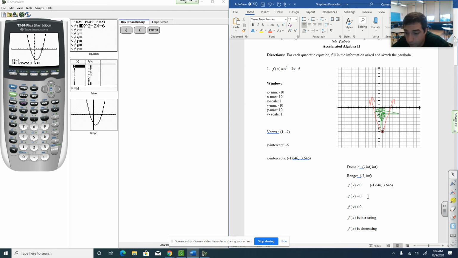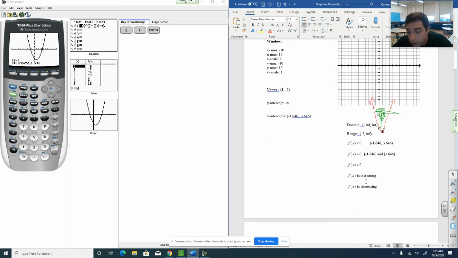Okay? It's going to be equal to 0 at our x-intercepts, so we use square brackets, because these numbers are included: -1.646 bracket and 3.646 square bracket. Because it's these two points right here.